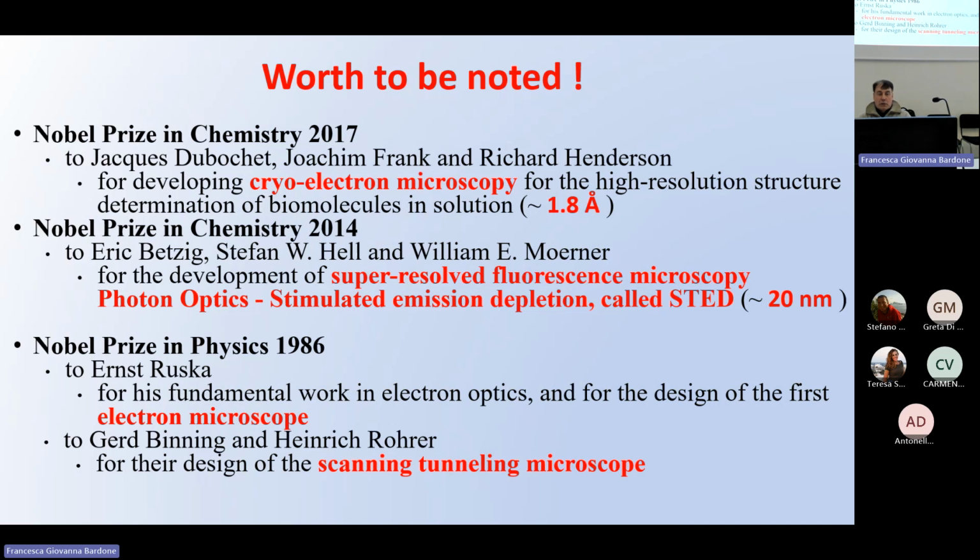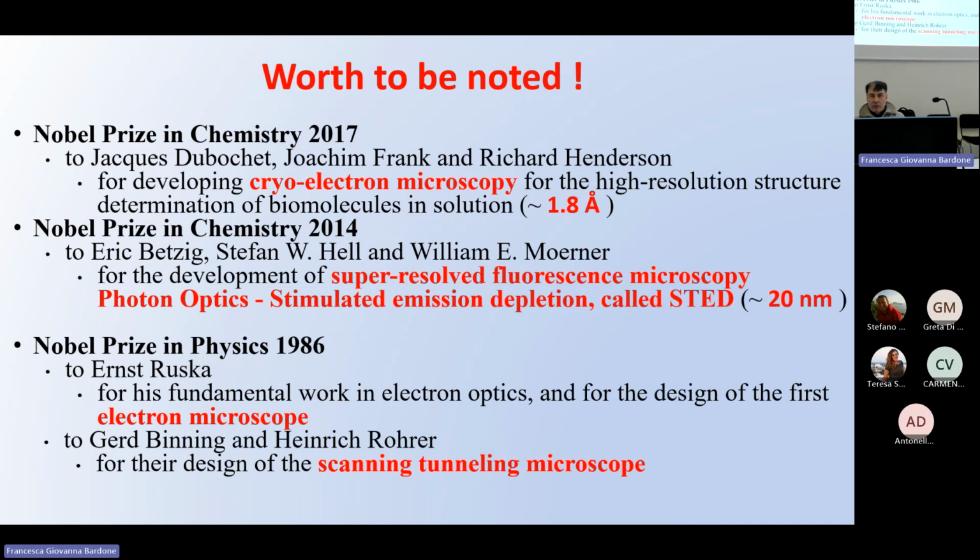Okay, some words to be noted, something to be remembered. These are just a slide on the recognition given to people who developed microscopy. The Nobel Prize in Chemistry 2017 was for cryo-electron microscopy, which was capable of angstrom size resolution.